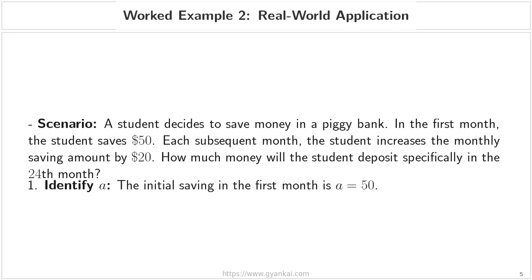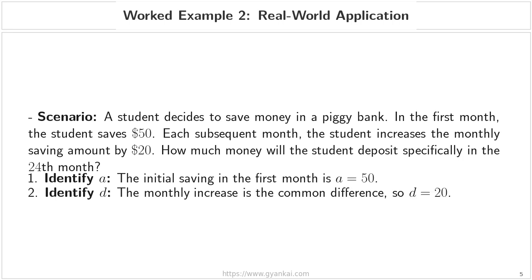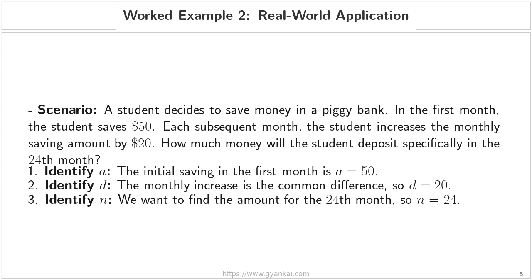First, let's identify our first term, which we call a. Looking at the scenario, the initial saving in the first month is $50, so a equals 50. Second, we need to find the common difference. Since the student increases their savings by $20 each month, our common difference, d, is 20. Third, we identify the position, n. Since the question asks about the 24th month, our n equals 24.